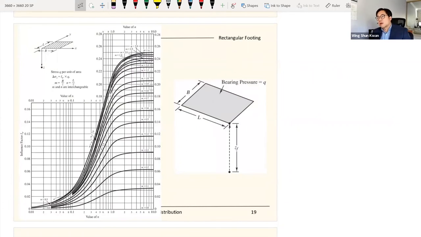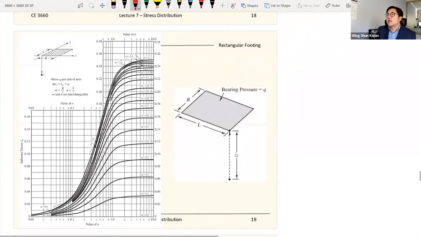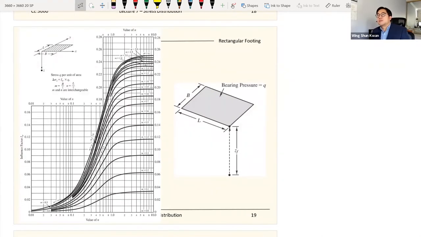So this is our graphical solution, just like the one that you have seen for circular footings, but this one is for the square footings. This is the graphical solution for these equations, on page 19. The chart pretty much represents the solutions of the equations. So nice and handy.